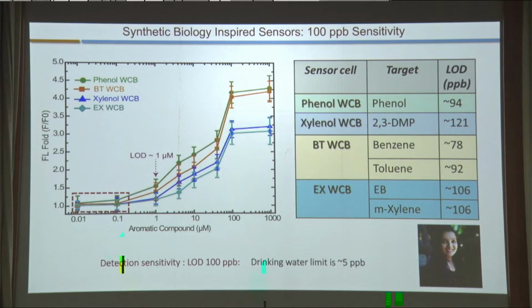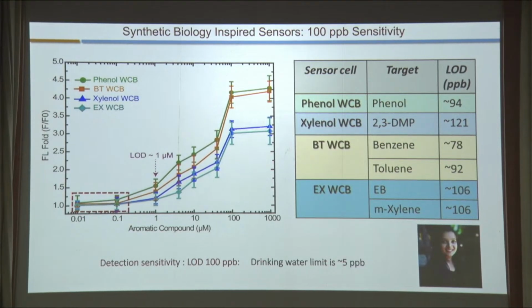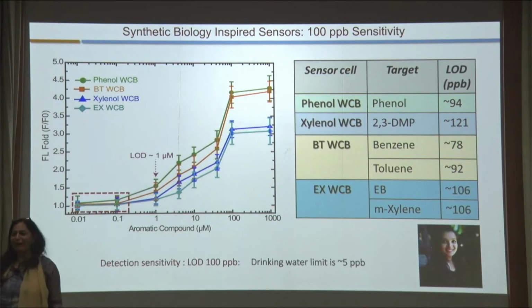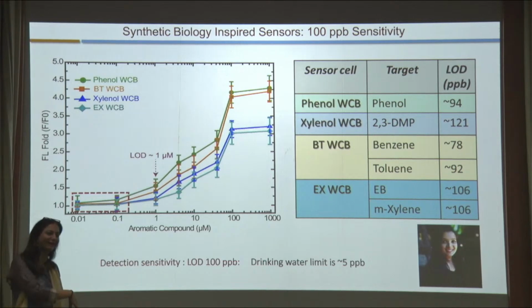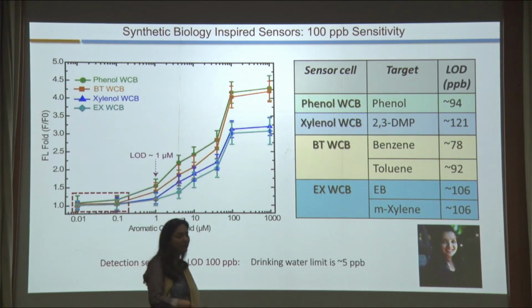We started working on this project, and what we were able to show was that we made the sensor, but we ran into some problems. We wanted to do 1 ppb, remember? And now we have an LOD of 100 ppb. So we have gone back, right? Then she came and she said, oh, it looks beautiful.